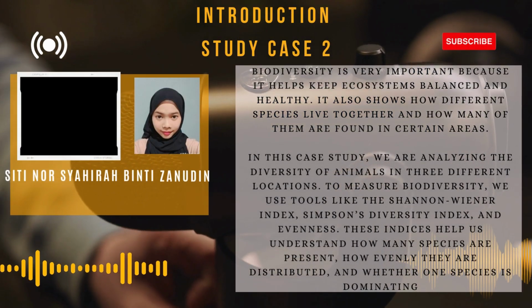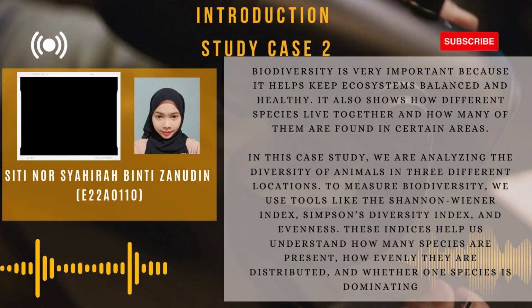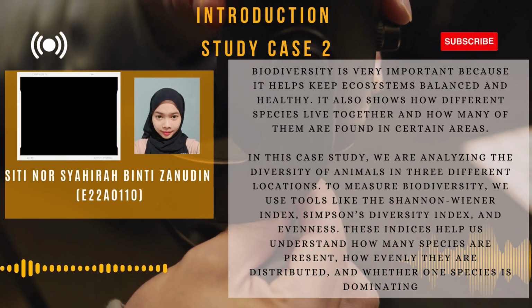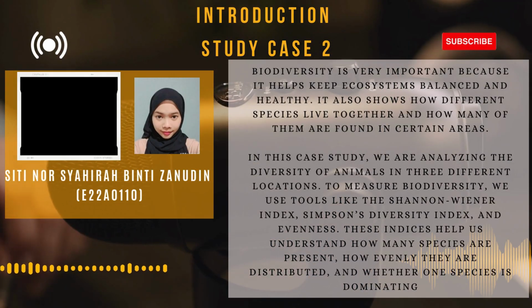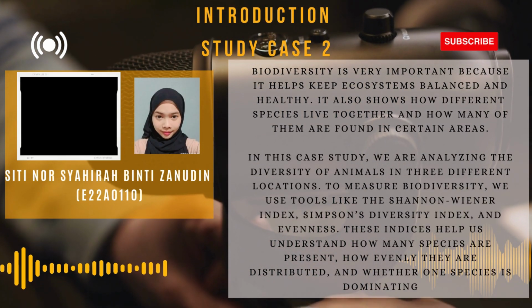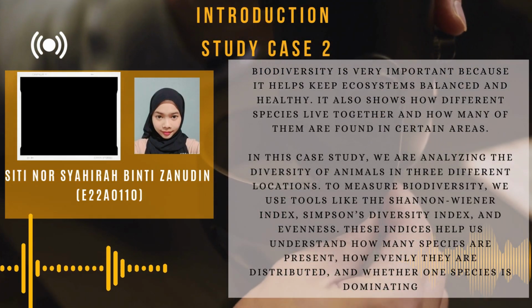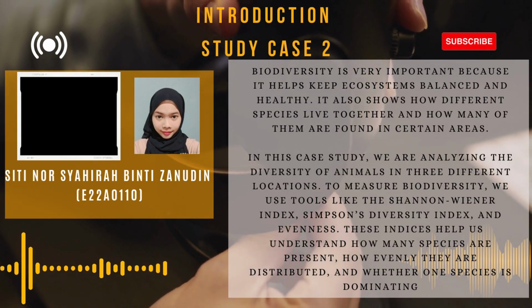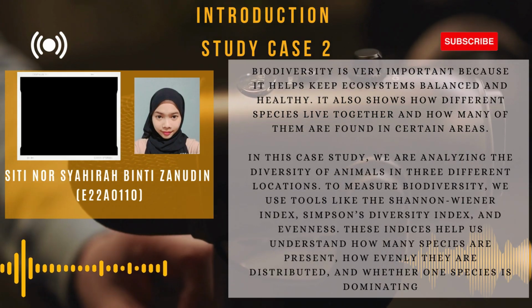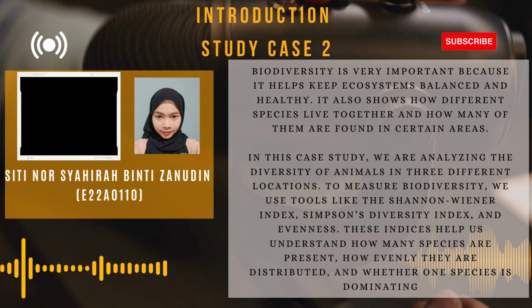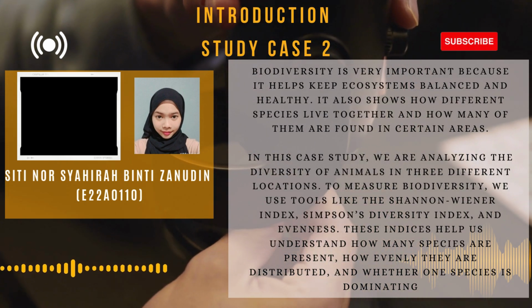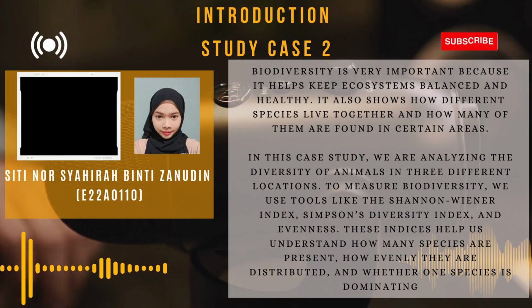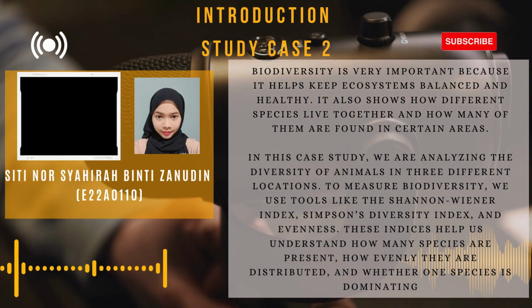Then, we will move to talk about our second case study, which is focused on analyzing animal diversity. Biodiversity is very important because it helps keep ecosystems balanced and healthy. It also shows how different species live together and how many of them are found in certain areas. In this case study, we are analyzing the diversity of animals in 3 different locations. To measure biodiversity, we use tools like the Shannon-Wiener Index, Simpson Diversity Index, and evenness. These indices help us understand how many species are present and how evenly they are distributed, and whether one species is dominating.